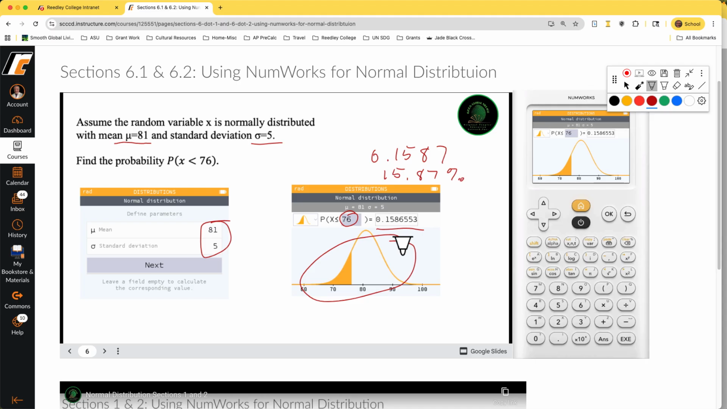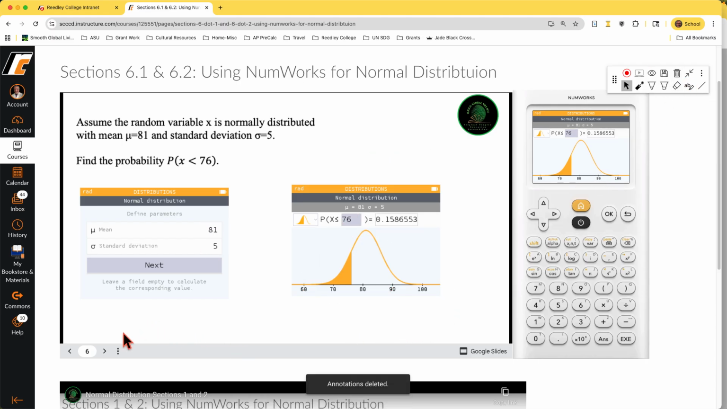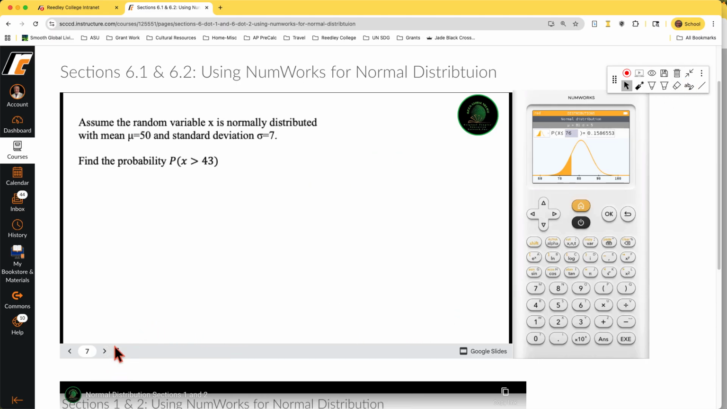So that's why I like this calculator a lot. I think it's worth it. Okay. And we'll see. We've done all of this, right? Now, assume the random variable x is normally distributed. You'll see that phrase, it's required because if it's not, then we can't do this. It's just saying, hey, you can use your normal curve.